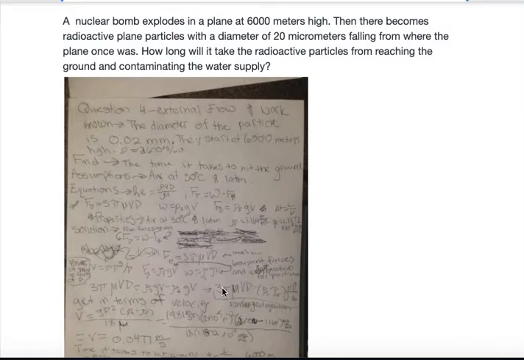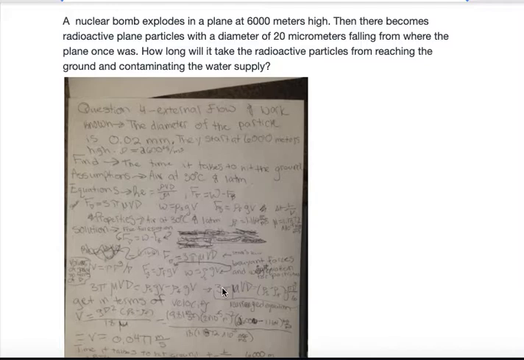Next, we have an external flow problem where there are particles falling from a bomb, nuclear particles falling from a bomb because it exploded very high up from a plane, and it's asking how long it will take until the particles reach the bottom. If it's asking for how long the particles take to reach the bottom, it's important to know the velocity because we know the height. So from the height and the velocity, we can find how long it'll take.